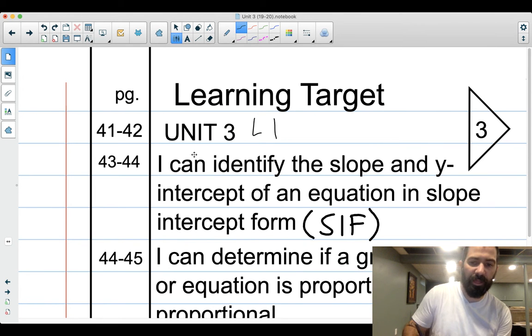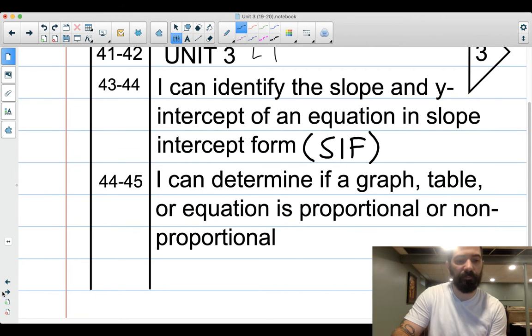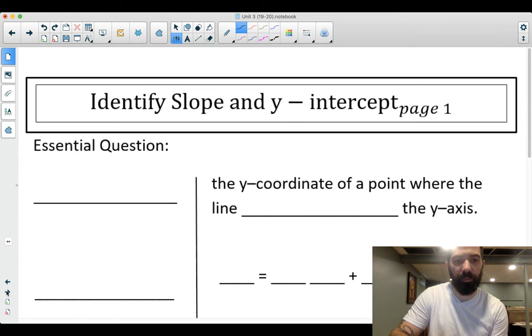And now we're going to look at identifying slope and the y-intercept of an equation in slope-intercept form, looking at the actual equation. And we're also going to talk about determining if a graph, table, or equation is proportional or non-proportional. There'll be two parts to this video. Let's get going. Identifying the slope and the y-intercept.